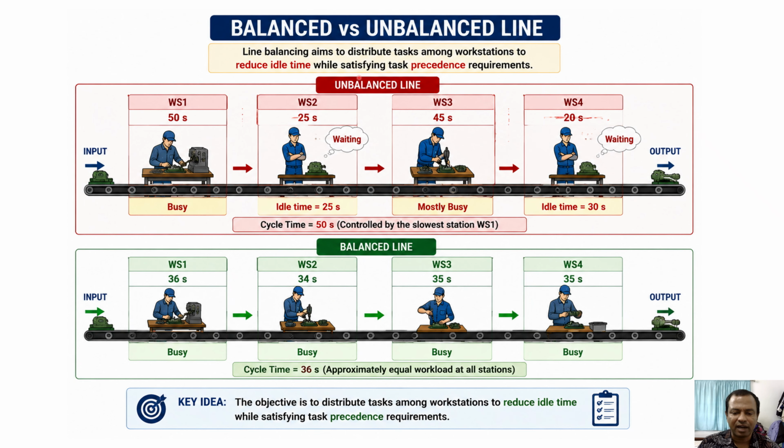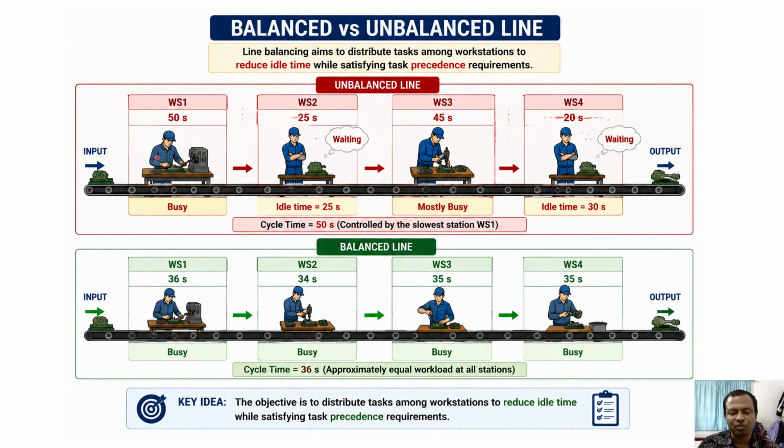So here an unbalanced production line and balanced production line, that is unbalanced assembly line and balanced assembly line, is shown here. So here workstation 1 is this and workstation 2 is this. Workstation means there can be one or more machines. So here this workstation has a 50-second cycle time. When the input comes to this workstation, it will always be working because it is the first workstation and it has to complete the work in 50 seconds. So it is always busy.